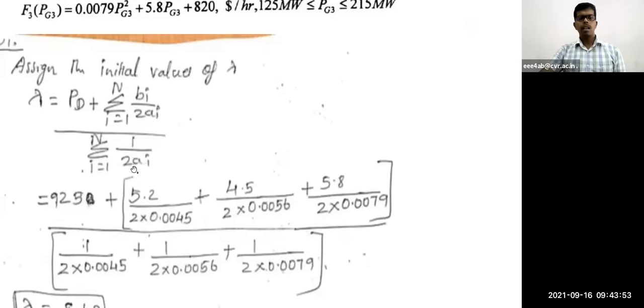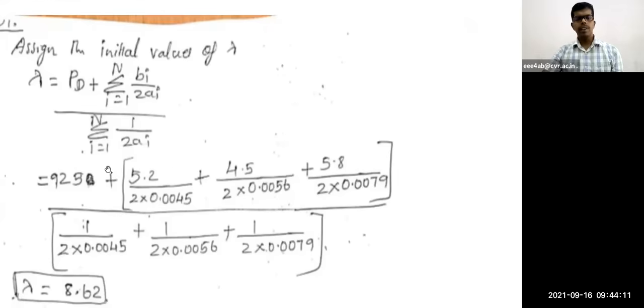So after this, 1 divided by 2A1 plus 1 divided by 2A2 plus 1 divided by 2A3. So all these terms we need to substitute. Simply we need to substitute. So after substituting and simplification, simplification with your scientific calculator. I think in a scientific calculator you can easily do this, rather than a normal calculator.